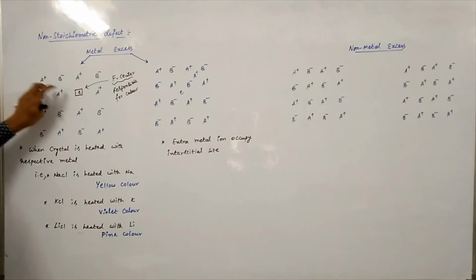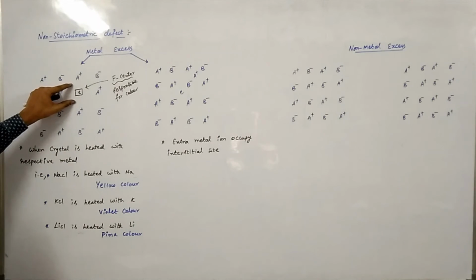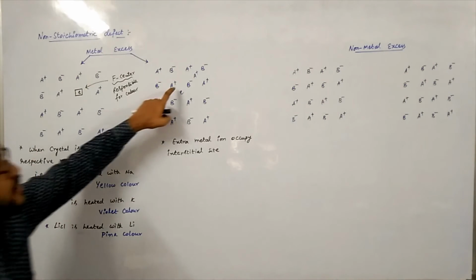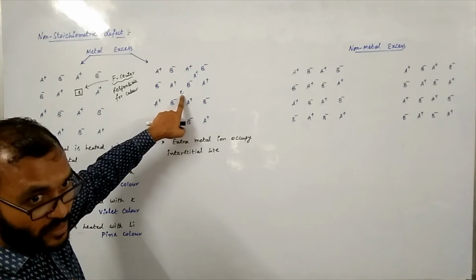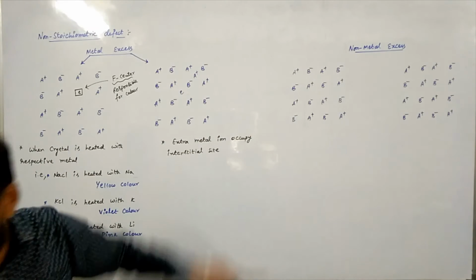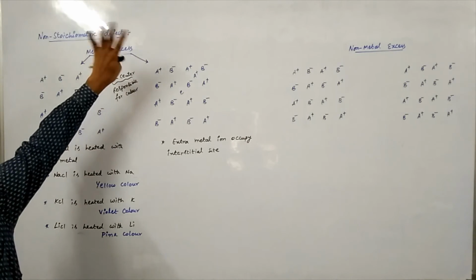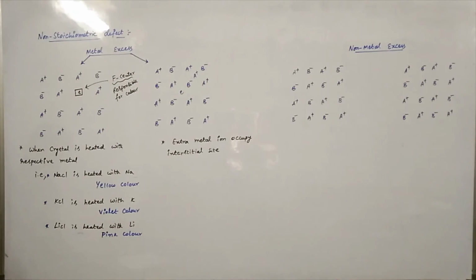So can I say electron is present instead of anion? Here, the electron is present in the interstitial site due to the presence of an interstitial cation. Right? So anyhow, in both cases, metal is in excess. So metal excess.